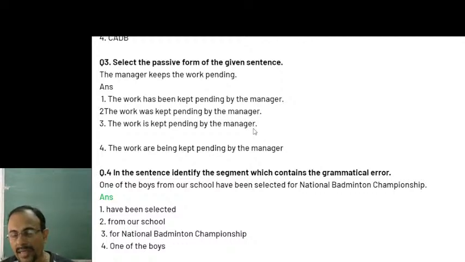Okay, whatever tense the question is given in, the same tense you've got to write the answer as well. So the manager keeps the work pending should be in the same tense. Passive voice should be in the same tense.